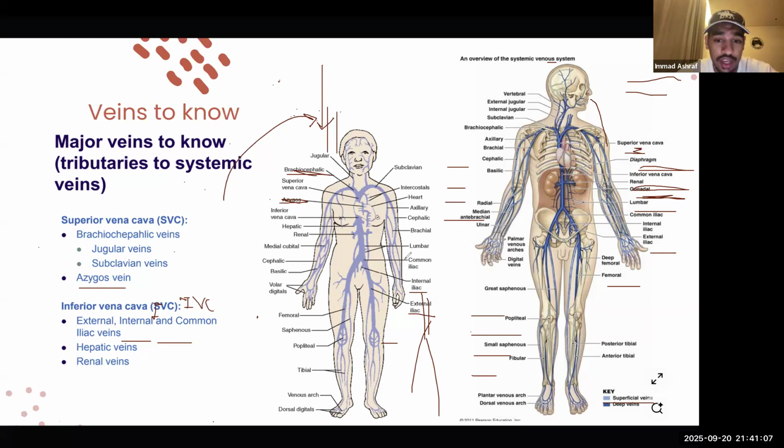And now, in addition to this, you have the hepatic veins. The hepatic veins are from the liver. They also join the inferior vena cava, and then the renal veins, which is very important. The renal veins also join the inferior vena cava. So all these three veins join the inferior vena cava, and they go up to the right atrium. So yeah, I have the diagram for you guys as well. Go over them. It's important that you know all of these.